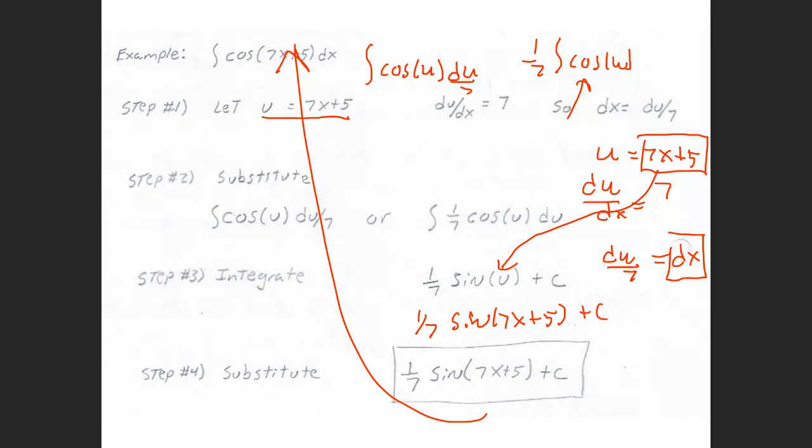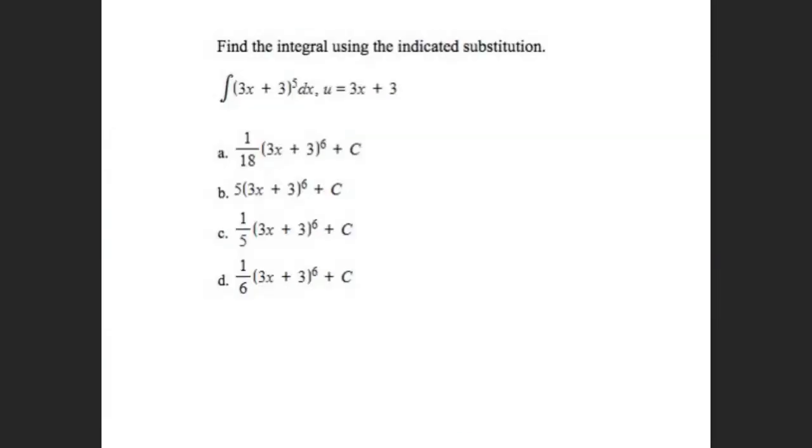Okay, let's try one on our own. So this problem here, what is my u value going to be? Well, my u value, usually if you have something raised to a power, whatever's inside is going to be your u value. So I'm going to let u equal 3x plus 3. Second step, take the derivative. So du dx is equal to 3. Solve for dx. So du over 3 is equal to dx.